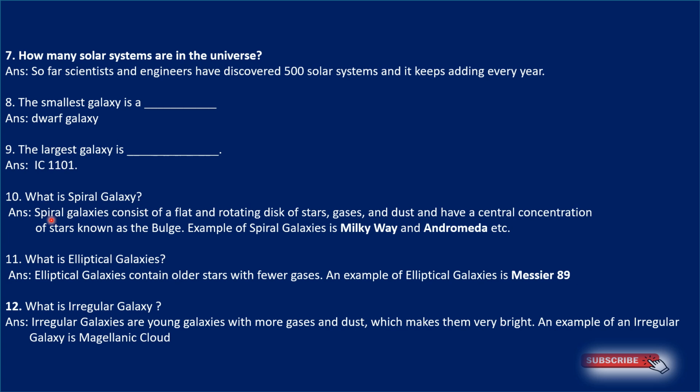What is a spiral galaxy? Spiral galaxies consist of a flat and rotating disk of stars, gases and dust, and have a central concentration of stars known as the bulge. Examples of spiral galaxies are the Milky Way and Andromeda. What are elliptical galaxies? Elliptical galaxies contain older stars with fewer gases. An example is Messier 89. What is an irregular galaxy? Irregular galaxies are young galaxies with more gases and dust, which makes them very bright. An example is the Magellanic Cloud.